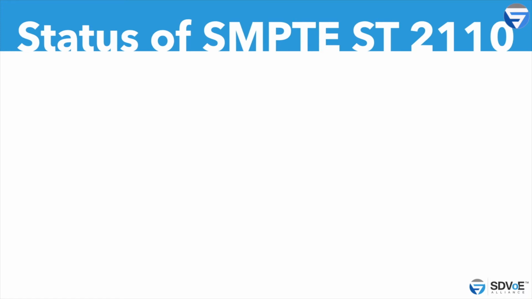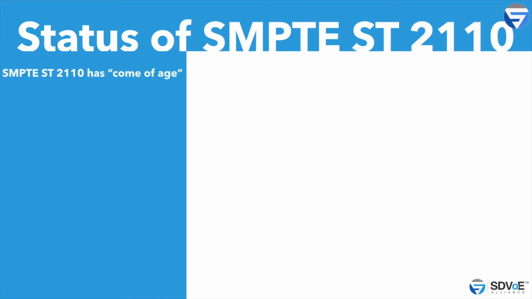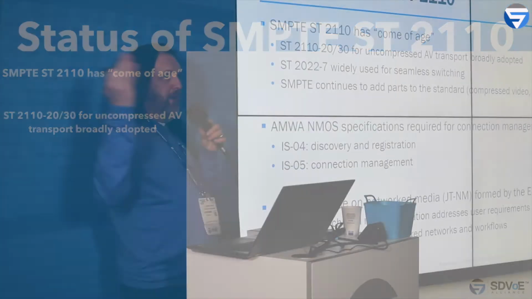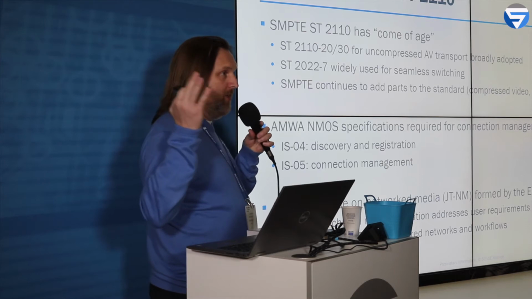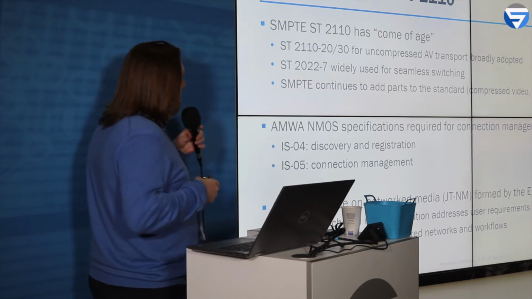So what's the status of SMPTE 2110? Well, if you go to any of the broadcast shows and talk to the manufacturers there, you'll know that 2110 has come of age. There's a bunch of ratified standards now available through SMPTE that are designed to take uncompressed AV transport and send that over Ethernet, and that could be anything from 10 gigabit Ethernet up to 100 or even 400 gig depending on your requirements.